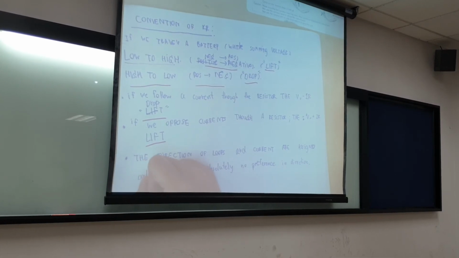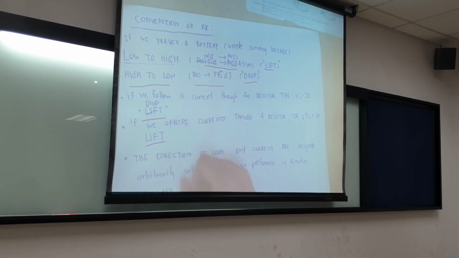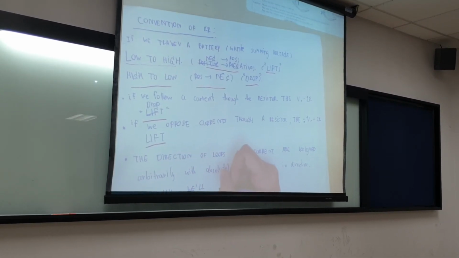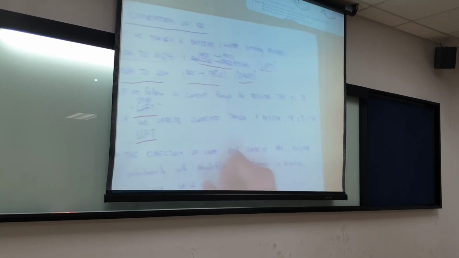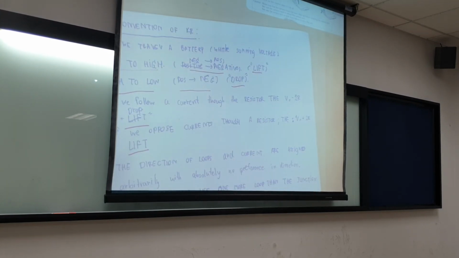Okay, one final convention relating to labeling our circuit diagram. Typically, we use one more loop than the number of junctions in the circuit. So we should have enough of them labeled before applying Kirchhoff's rules.